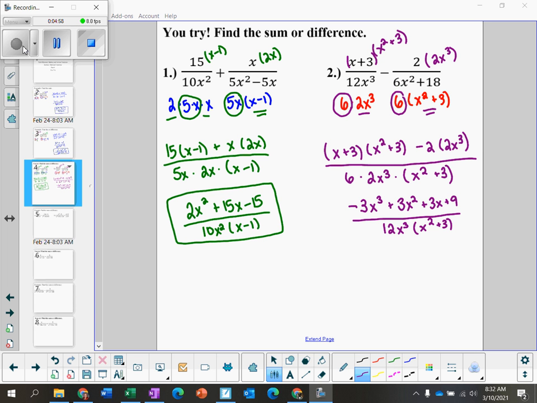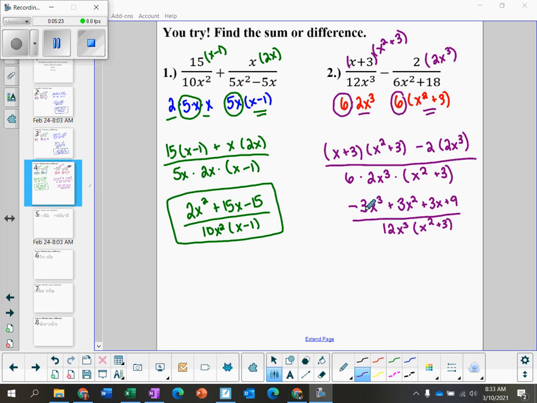All right, and we end up with 2x squared plus 15x minus 15 all over 10x squared times x minus 1. For number 2, the first denominator factored to 6 times 2x to the third, the second to 6 times x squared plus 3. So they had 6 in common. The first fraction got multiplied by x squared plus 3, the second by 2x to the third. And we end up with negative 3x to the third plus 3x squared plus 3x plus 9.